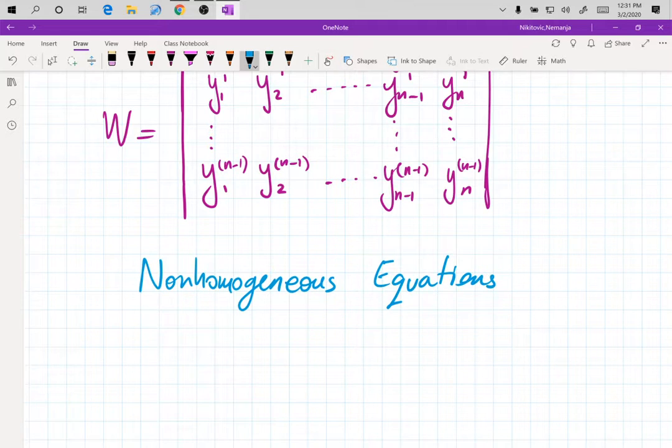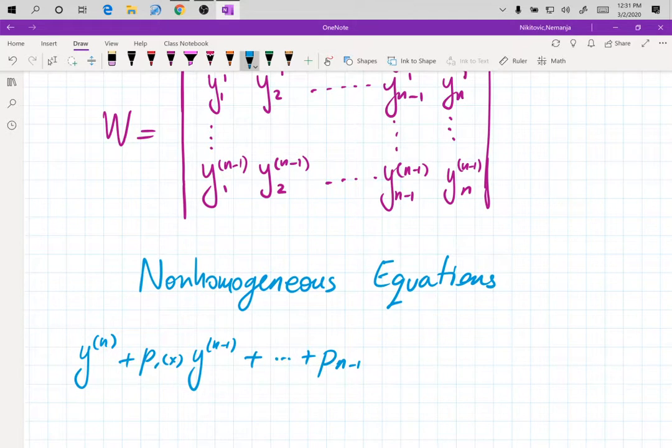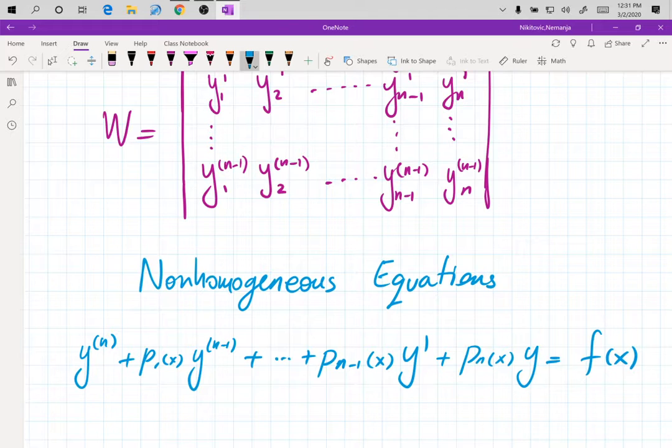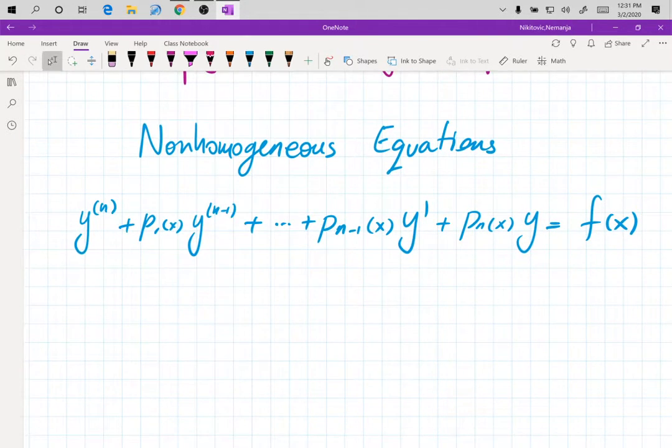So, these equations are the ones that have y to the n plus p1 of x, y to the n minus 1, that's the lesser derivative, then eventually p n minus 1 of x y prime plus p n of x y equals, and here it is, some f of x. This f of x is usually called either a driving term or a forcing term.